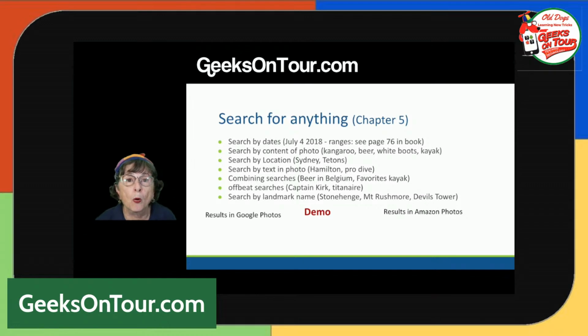Probably the most important feature of a photo library app is being able to search. Once you get thousands of photos and videos, I have nearly 100,000 in my Google Photos, you want to be able to search. And both of them can search, but Google is better at it. You can search by dates, by content of photo, by location, by text that's on the photo. You can combine searches. You can search for offbeat things and for landmarks.